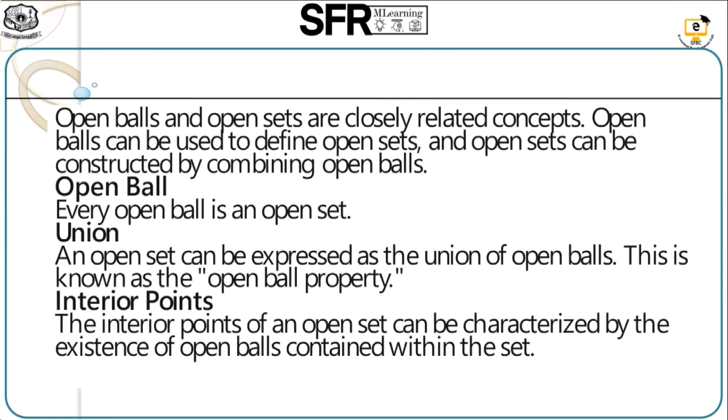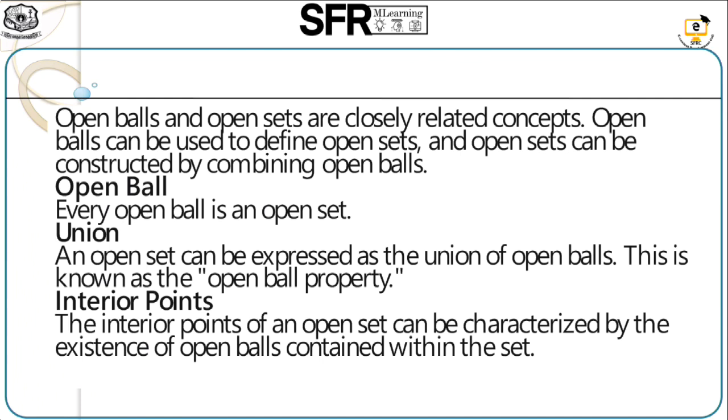Open balls and open sets are closely related concepts. Open balls can be used to define open sets, and open sets can be constructed by combining open balls. A fact about the open ball is that every open ball is an open set, and every open set can be expressed as the union of open balls. This property is known as the open ball property.